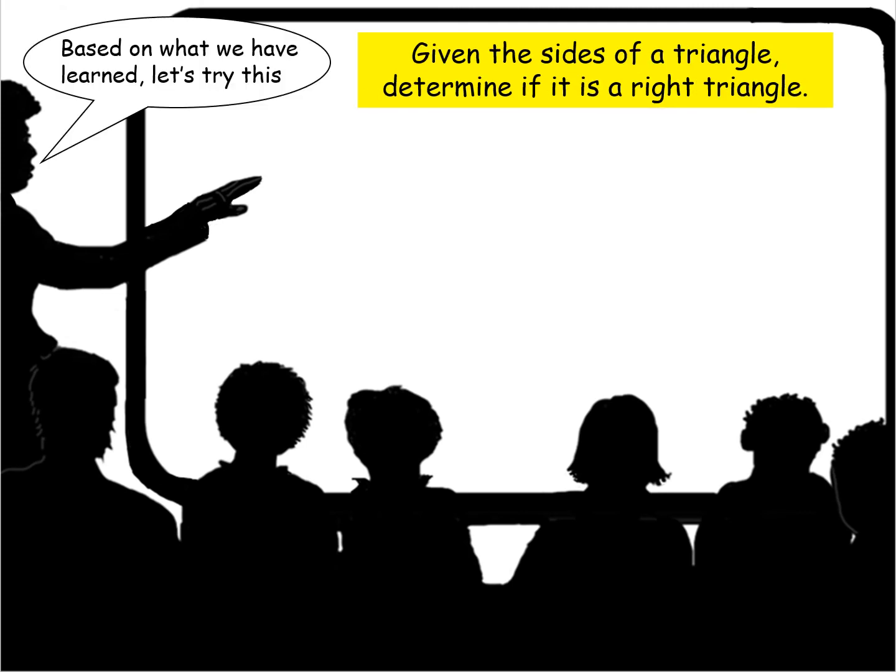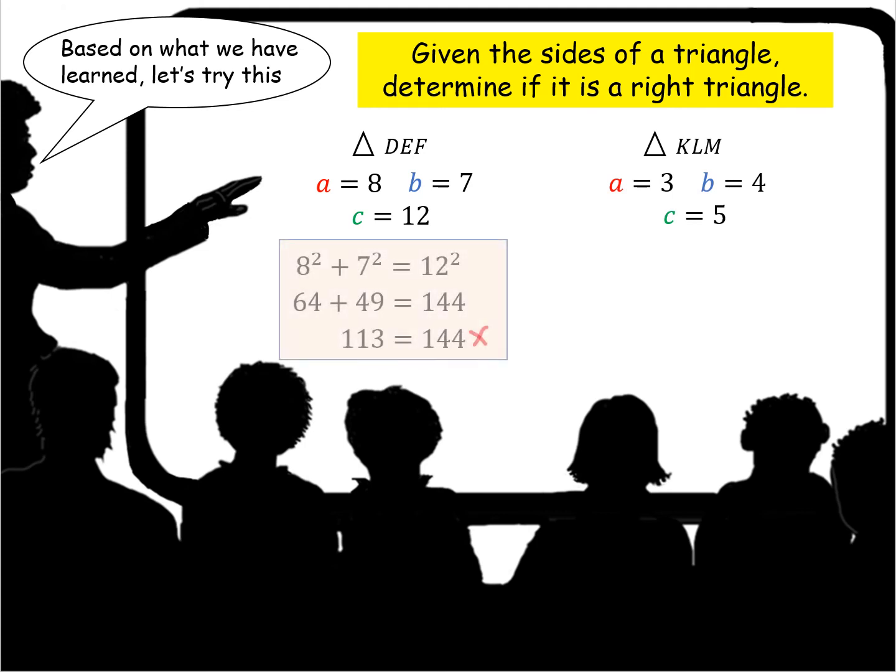Based on what we have learned, let's try this. Suppose you're given the sides of a triangle. Can you determine if it's a right triangle? Well, you're going to use the Pythagorean theorem, a squared plus b squared equals c squared.